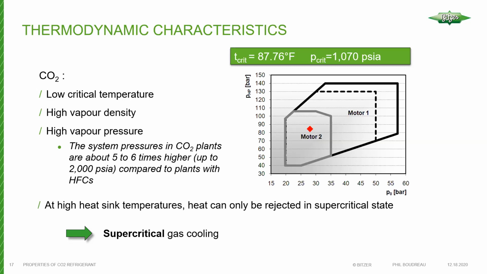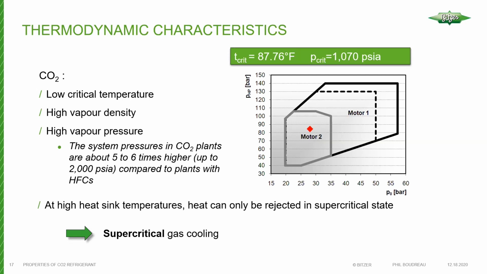So we know that CO2 has a low critical temperature at approximately 88 degrees Fahrenheit. It has a high vapor density. It has a high vapor pressure. In fact, system pressures in CO2 plants can be 5 to 6 times higher, up to 2000 PSI. Now that's generally quite a bit higher than where we would normally run them, but the compressors and such are rated generally up to these higher pressures. So it's quite high compared to that of HFCs and even ammonia.